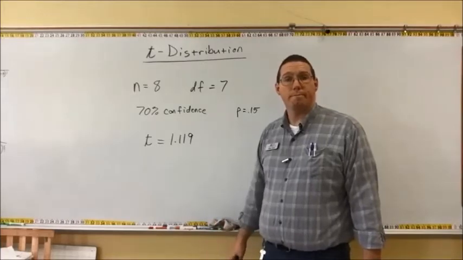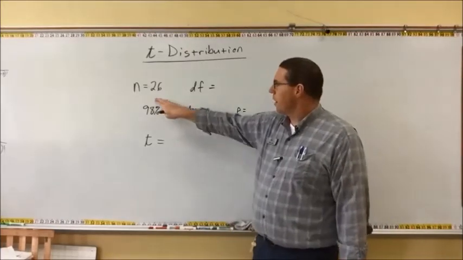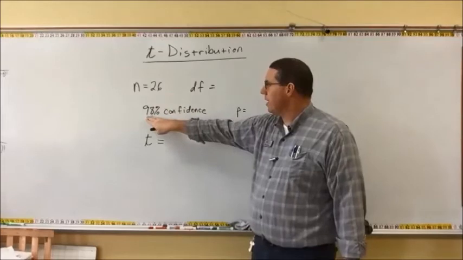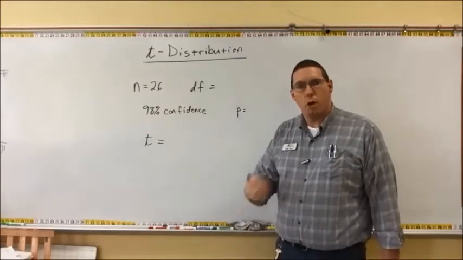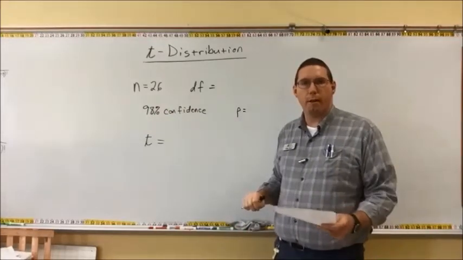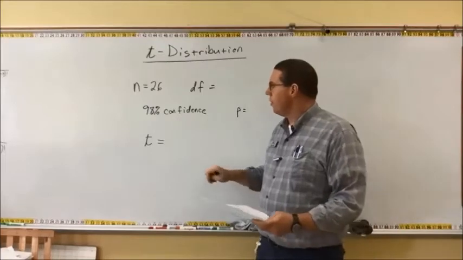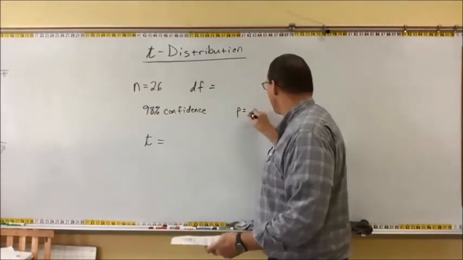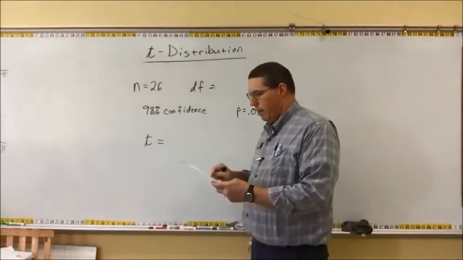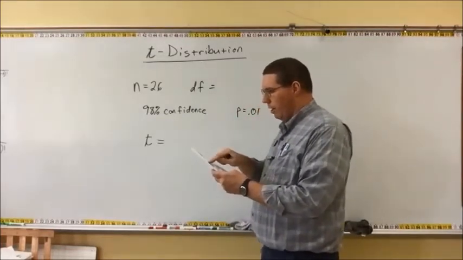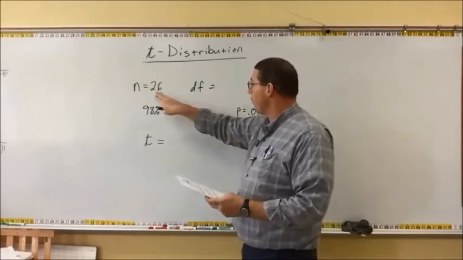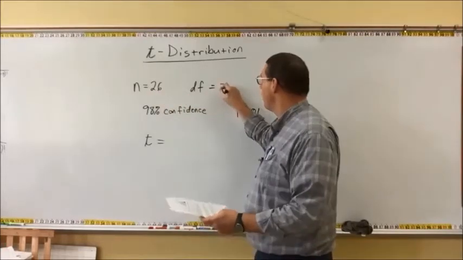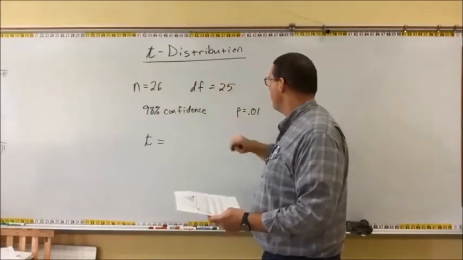Let's do another one. Okay, in this case, we've got a sample size of 26 and we want 98% confidence. Why don't you pause the video and try this with the t-table. All right, so if we go to the 98% column, you can see that the p-value is 0.01. And so now let's go to 0.01 and we need degrees of freedom. 26 minus 1 is 25. So degrees of freedom is 25.